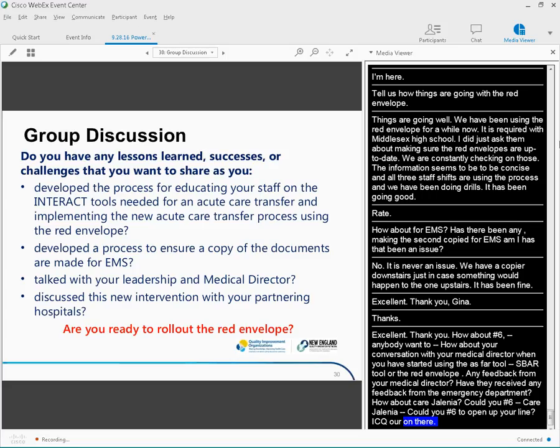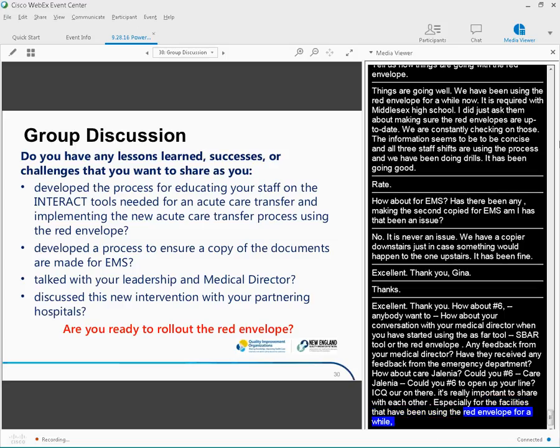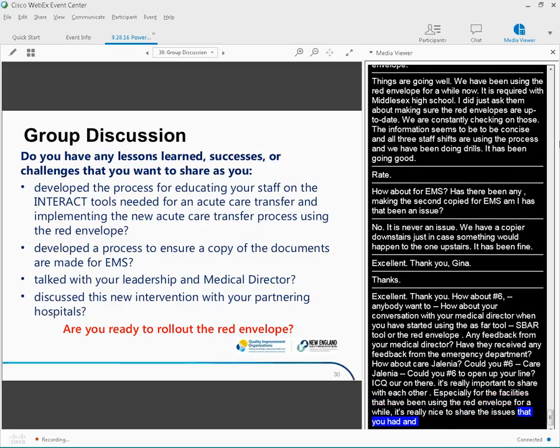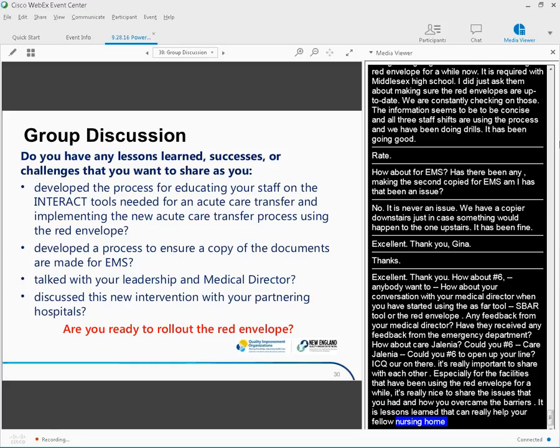But it's really important to share with each other. Especially for those facilities that have been using the red envelope for a while, it's really nice to share the issues that you had and how you overcame the barriers. Because it's lessons learned that can really help your fellow nursing home colleagues to put the right process in place.